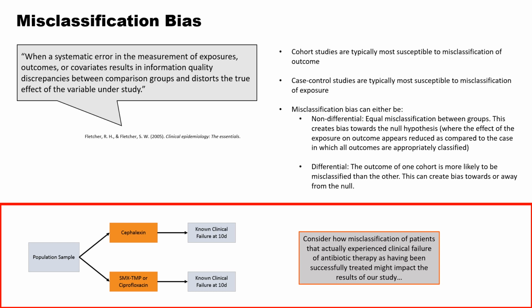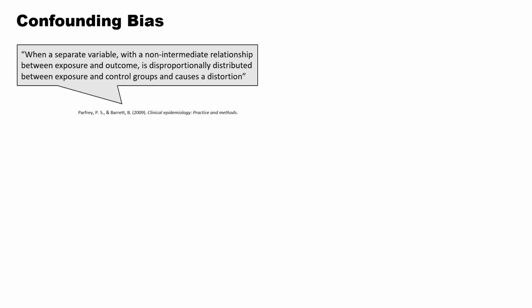Bias towards the null refers to the null hypothesis, and we'll talk about the null hypothesis and alternative hypothesis more later when we talk about statistical testing. But a null hypothesis essentially says that there is no difference between groups. And so non-differential bias is going to make it more likely that we end up accepting the null hypothesis that there's no difference when in fact there may be. Differential bias, on the other hand, is when the outcome of one cohort is more likely to be misclassified than the other, and this can create bias towards or away from the null.